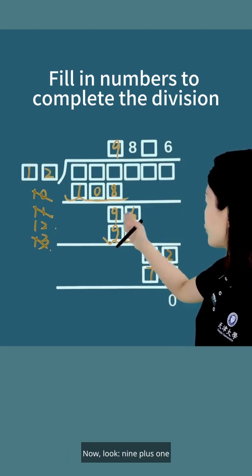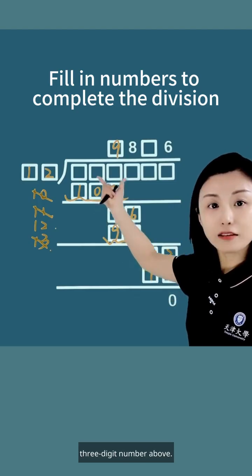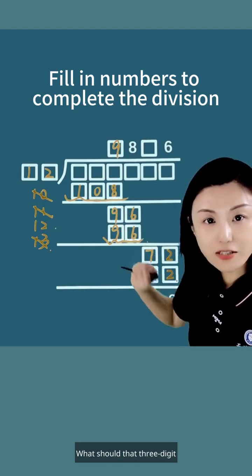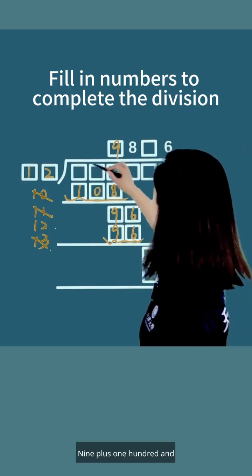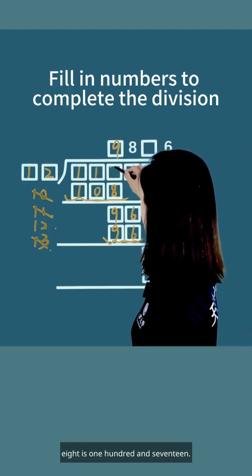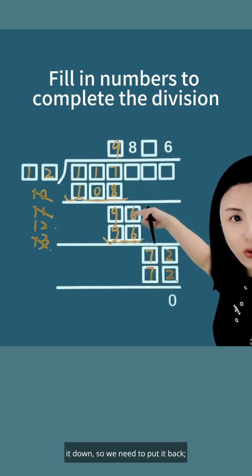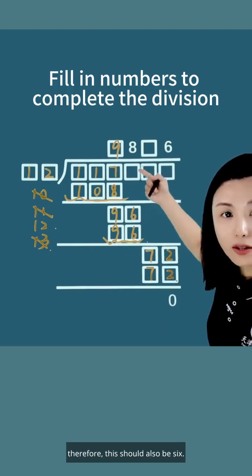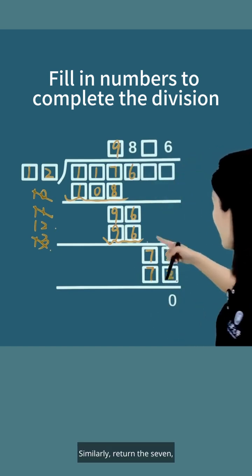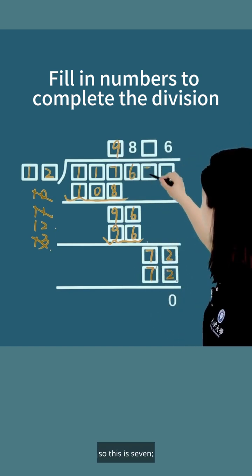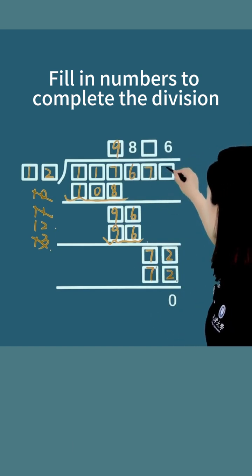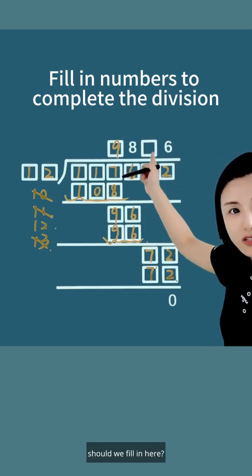Now look, 9 plus 108 gives us the three-digit number above. What should that three-digit number be? 9 plus 108 is 117, no problem, right? This 6 comes from bringing it down, so we need to put it back. Therefore, this should also be 6. Similarly, return the 7. So this is 7, return the 2. So this is 2.